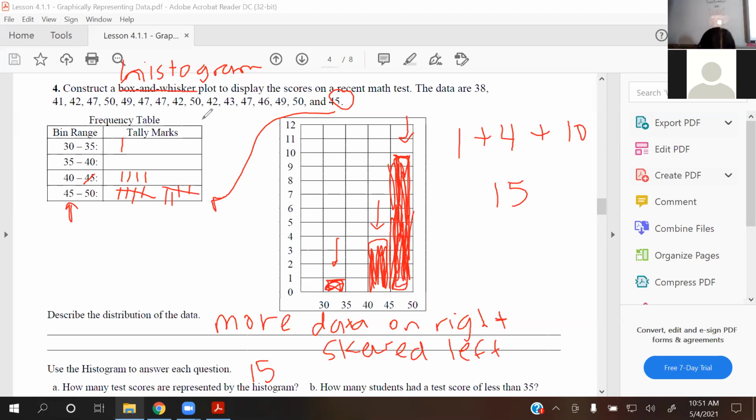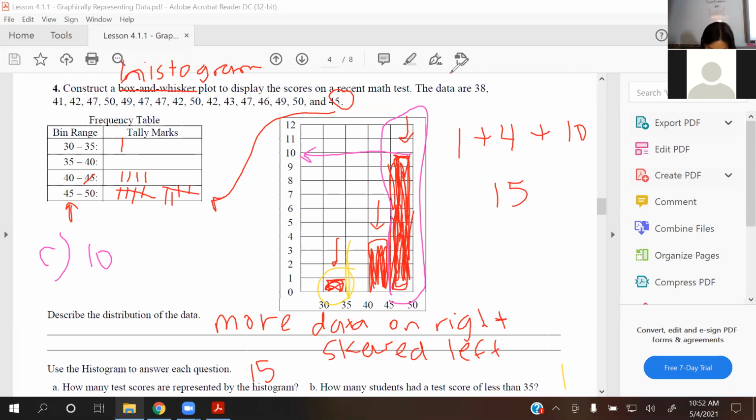For part B, it says how many students had a test score of less than 45. No, less than 35. 35 is right over here. So you just want to count this one, 1. How many students had a test score of at least 45? So then you want to count from here, 45. You want to count this one, which is a frequency of 10. You don't really have to count it, you literally just look. It's 10. So for part C, you get 10 students having a test score of at least 45.